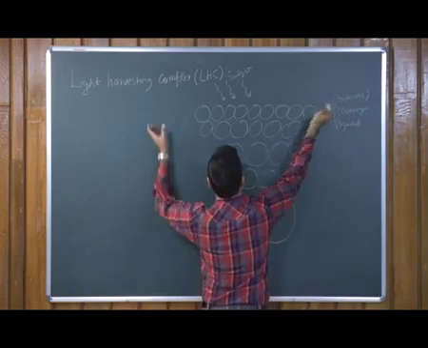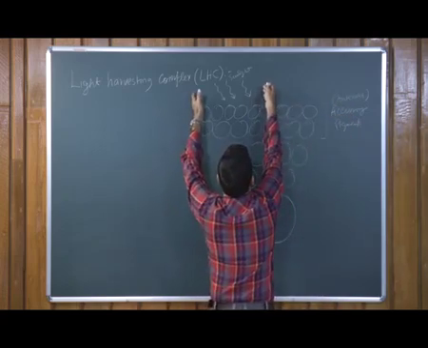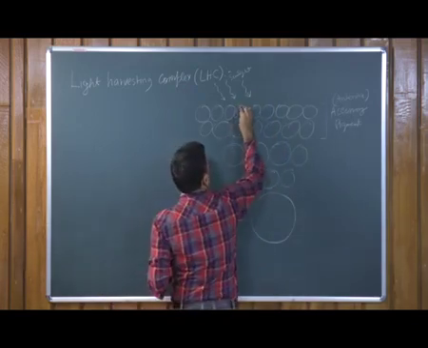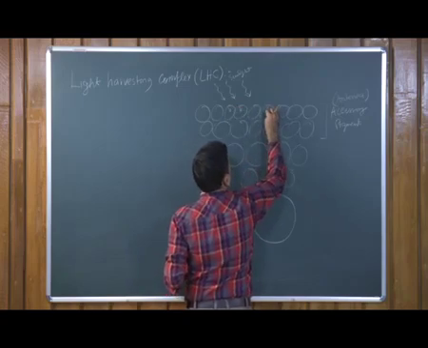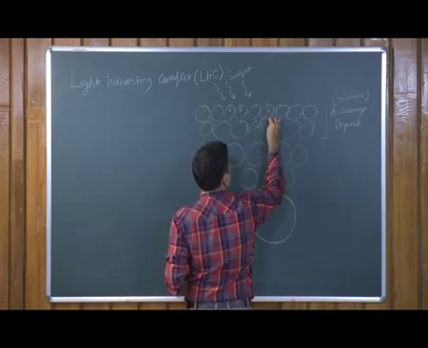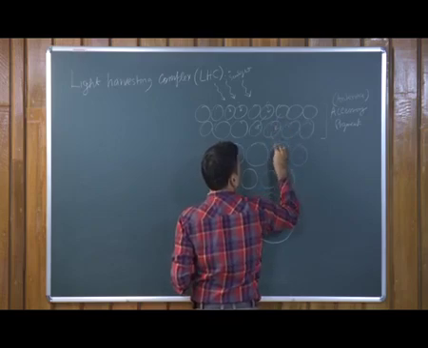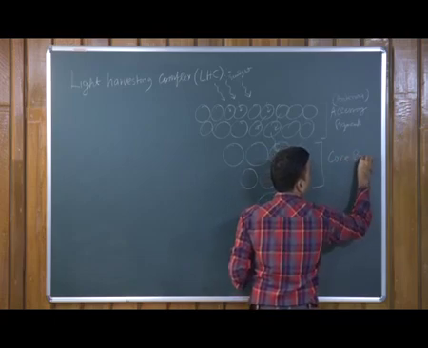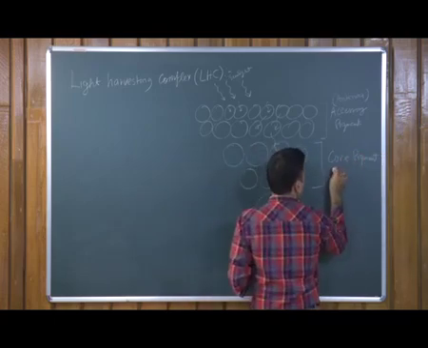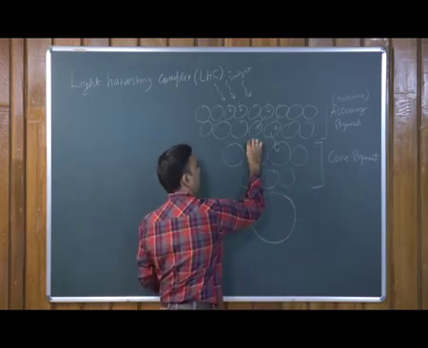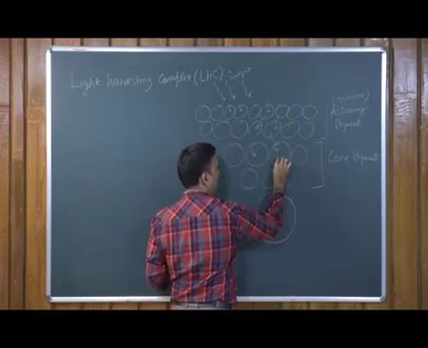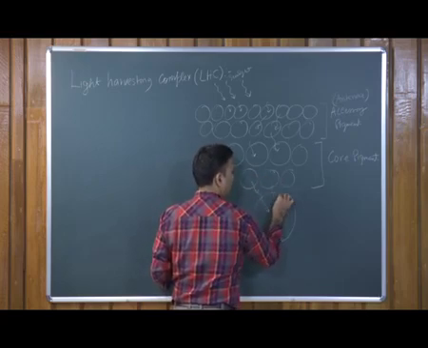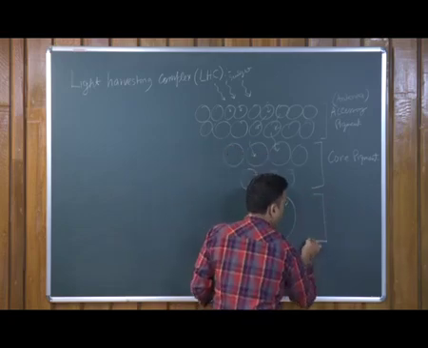The antenna's job is to receive the primary light from the sun, take up this energy, and then transfer it to the core molecules. These are the core pigments. These core pigments receive this energy, and ultimately they are going to transfer it to the photo center or the reaction center.